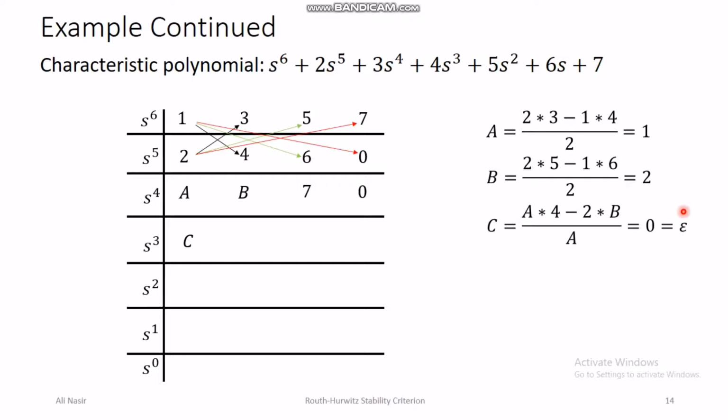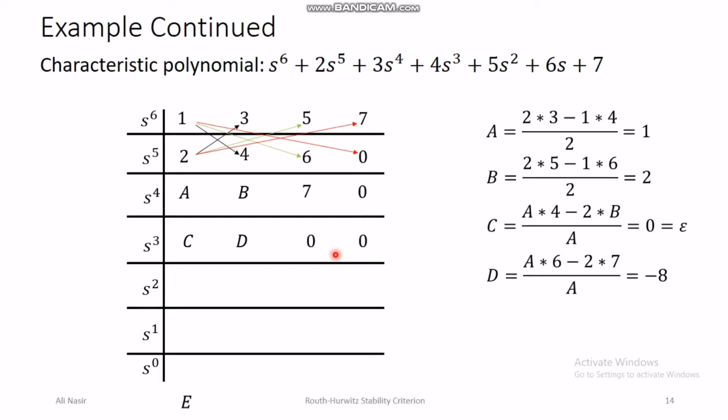So in this case, because all the other determinants are positive, we choose epsilon to be a positive number, but a very, very small positive number. Similarly, we calculate D with the help of A into 6 minus 2 into 7 divided by A, and D turns out to be minus 8. And then we continue; there is nothing to fill in, so we fill the remaining row with zeros.